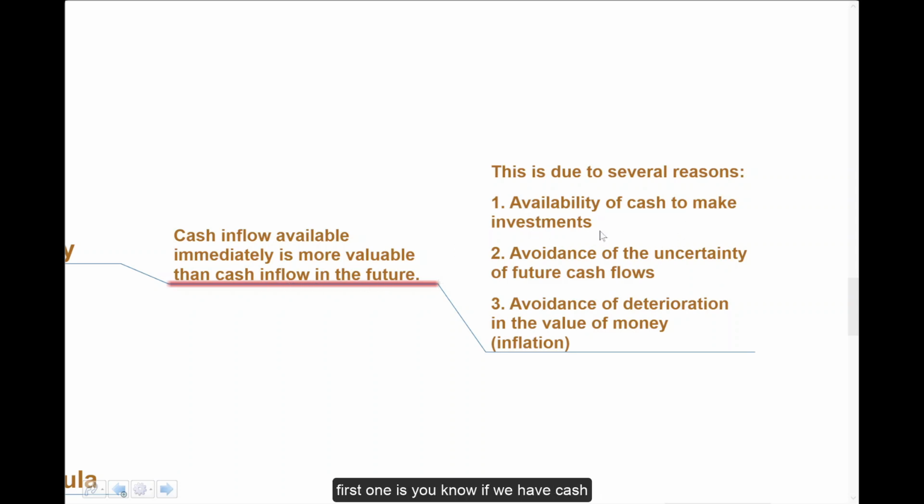The first one is, if we have cash now, we can make investments. Outside of that, maybe future cash inflows are uncertain. We don't know if they will happen or won't. Outside of that, the obvious one, inflation, the idea that prices rise, so having $1 now is certainly better than having $1 in 5 years' time. So there's the sort of theory behind discounting, as it were.